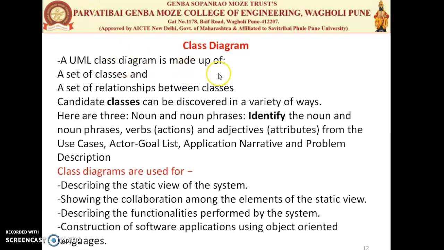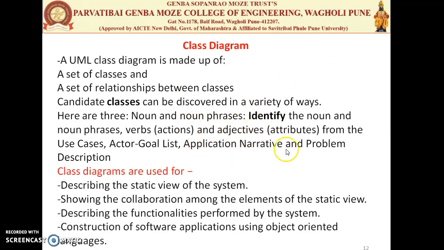A UML class diagram is made up of two things. First is the set of classes and the set of relationships between the classes. So the UML class diagram contains different classes and the relationships among those classes. The candidate classes can be discovered in three different ways. First is the noun and the noun phrase. Identify the noun and noun phrase; that is your class name. Second is the verbs. Verbs are nothing but your actions. Actions are nothing but your methods. And the adjective. Now the adjectives are the attributes. The different attributes the class has are nothing but your adjectives.